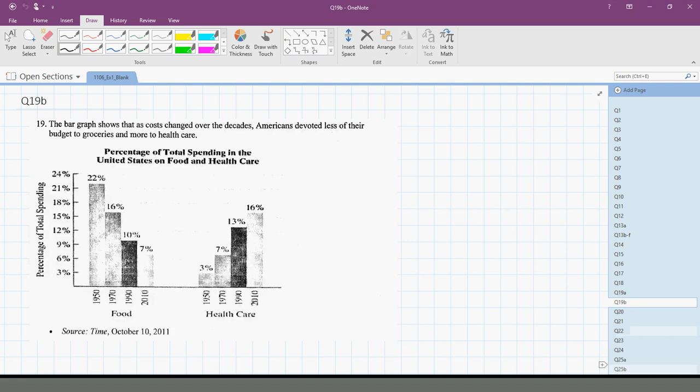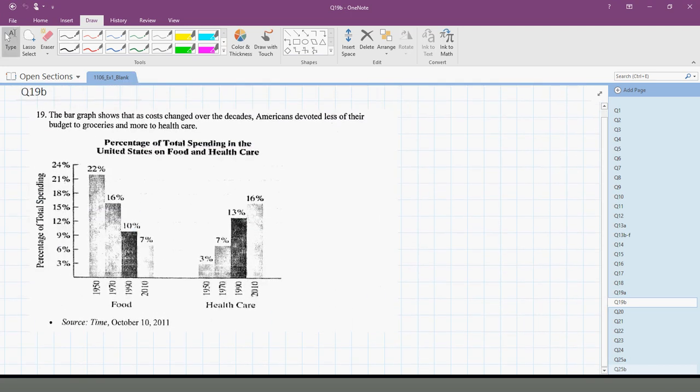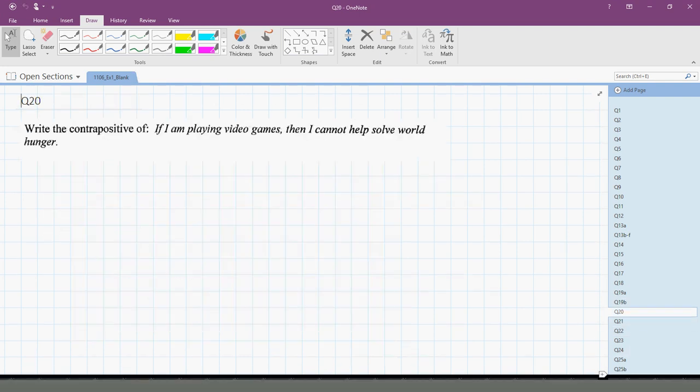Hey, there is my table. There it is. Weird, they just put it on a separate one. That's okay. So there was the table that I was talking about a moment ago. But no worries. We got it. So let's jump on down to number 20.